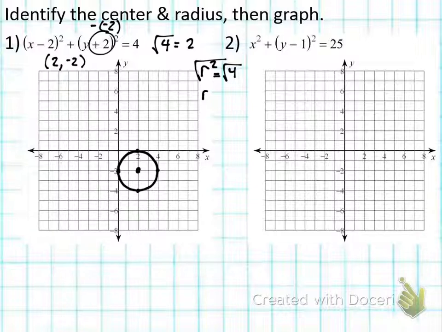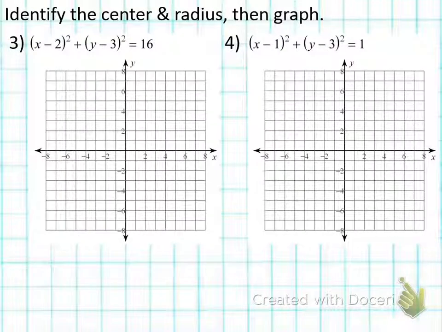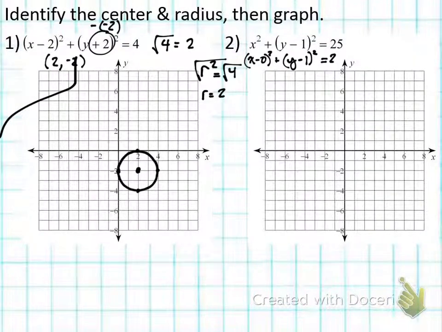Number 2. For number 2, there is no x minus h squared. So the first thing we want to do is x minus 0 squared, right? Plus y minus 1 squared is equal to 25. Okay. So, we got our center is going to be 0, 1. So we're going to plot that.